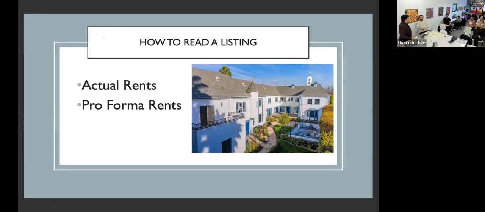This is something very specific to a Los Angeles area listing when it comes to multifamily. You will often see two rents listed on a listing per unit, right? One says actual and one says pro forma. Can someone tell me what those mean? Pro forma is projected. Okay. Market rents. Anyone else?